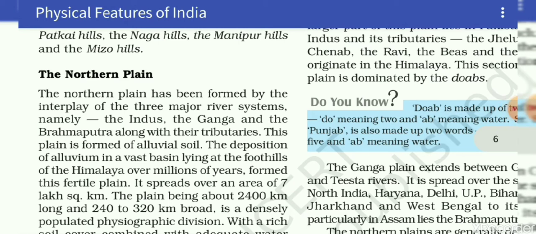Today we are going to learn about the northern plain of the second chapter of class 9th geography. So let us start the topic. The northern plain has been formed by the interplay of the three major river systems, namely the Indus, the Ganga and the Brahmaputra, along with their tributaries.